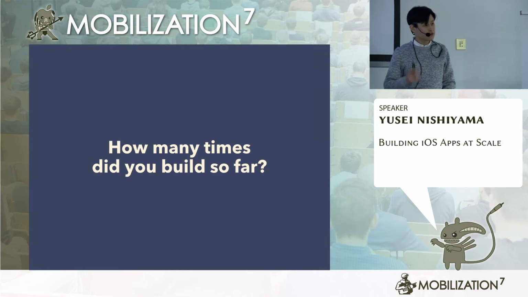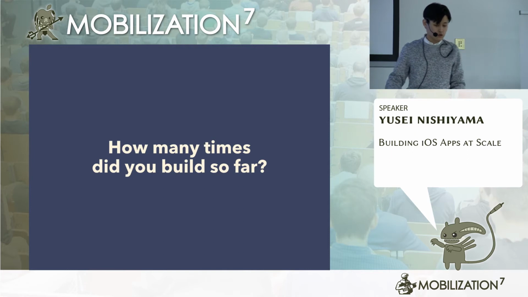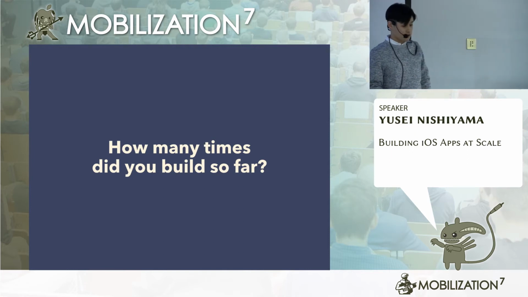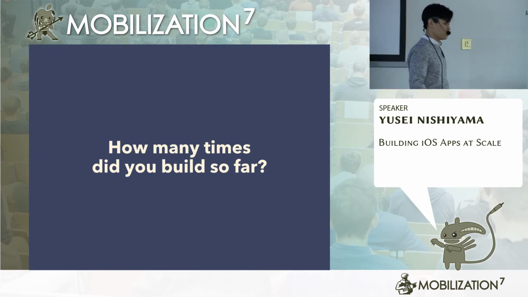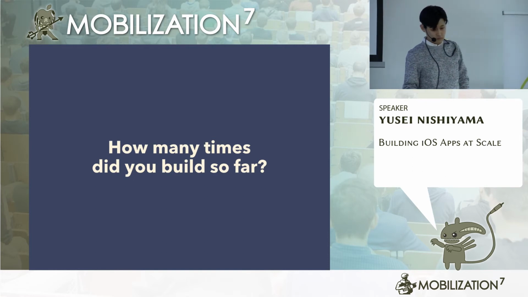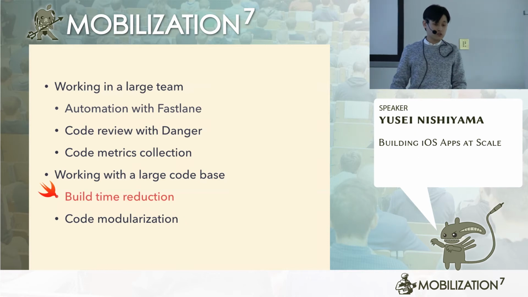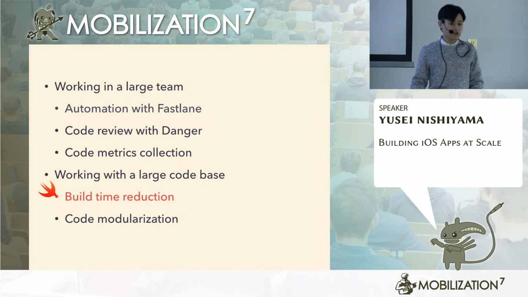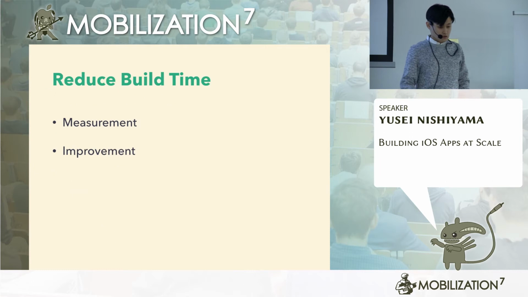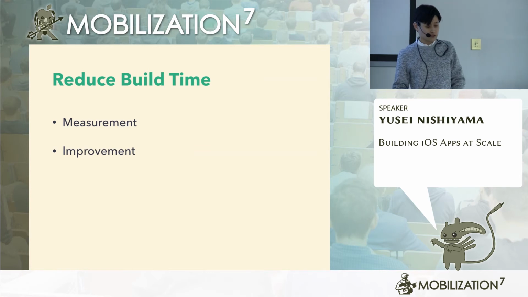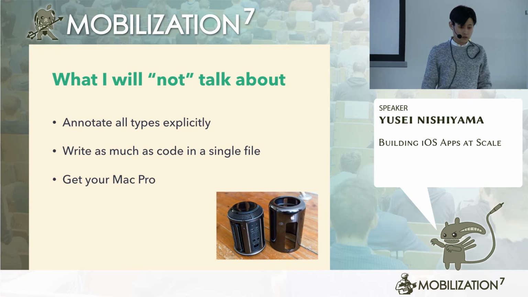If it's just a simple personal project, it should be okay. But once the size of your code and the size of the team become big enough, it's going to be a serious issue. So there are several techniques to measure and improve Swift build time. In this part, I'll show you how to improve Swift build time and gain productivity in two parts: measurement and improvement.